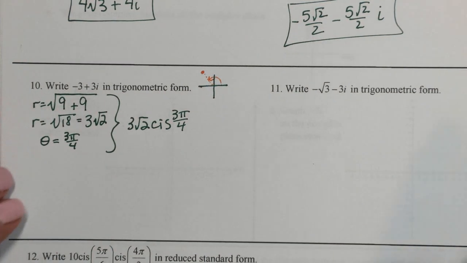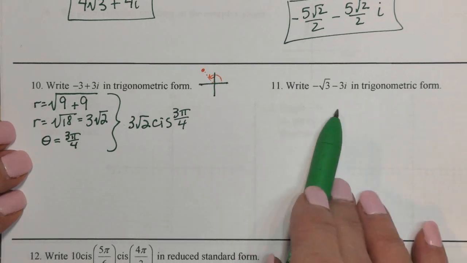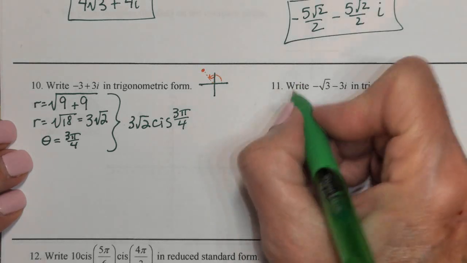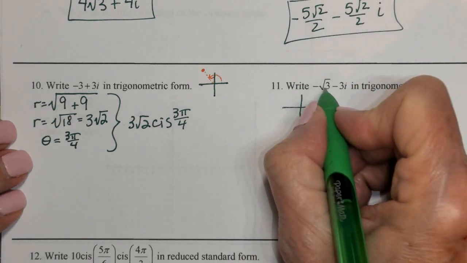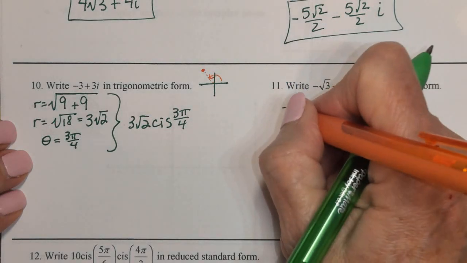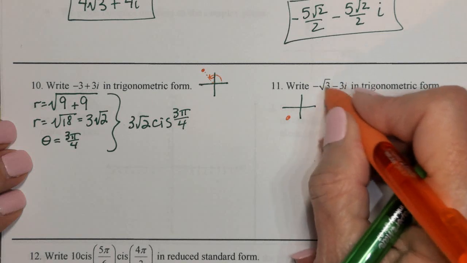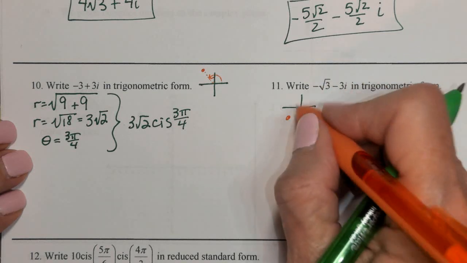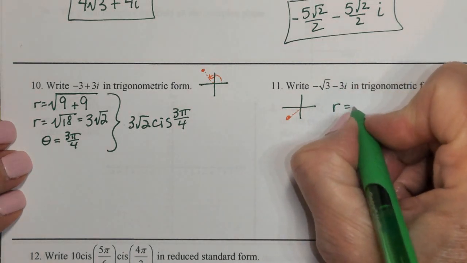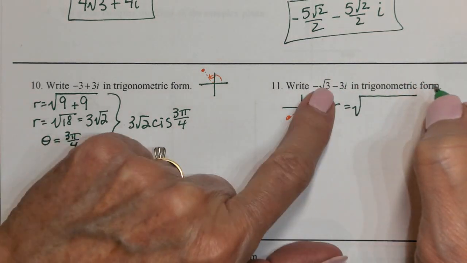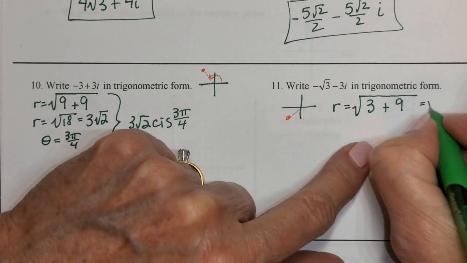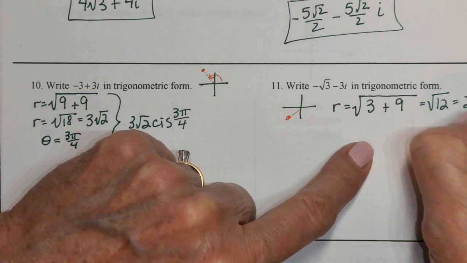Okay. However, let's do this one. So for this one, what quadrant are we in? The real part is negative, the imaginary part is negative, so we are down here in quadrant 3. And this time the magnitude of a is not equal to the magnitude of b, so we'll have to do something else to get there. But let's start with r first. r is the square root of the square of a plus the square of b, that is the square root of 12, or 2 square root of 3.